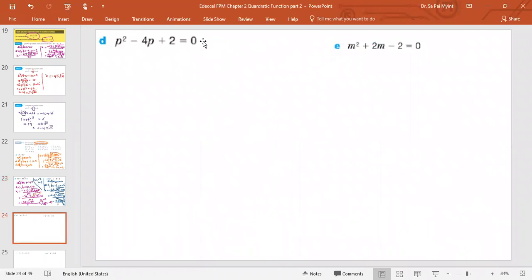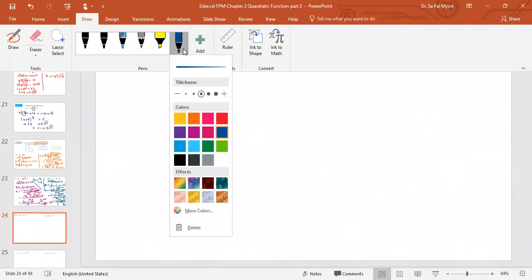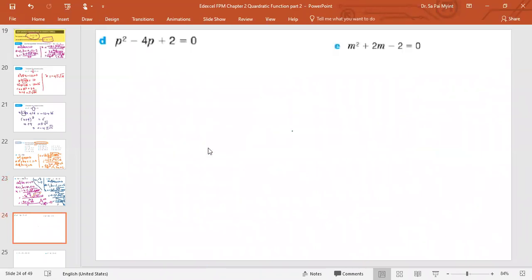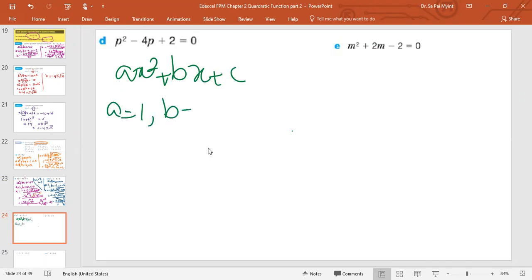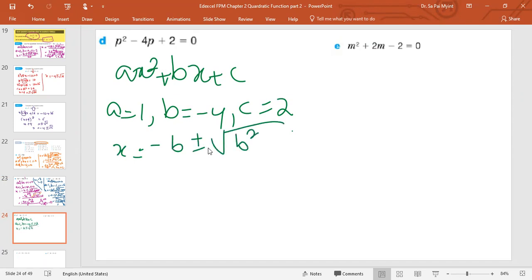Number D. I think you can do number D and E, they are very easy. First, you have to write down the standard quadratic equation ax squared plus bx plus c. And then you can write a equal to 1, b equal to minus 4, c equal to 2. And then the quadratic formula, x equal to minus b plus or minus square root of b squared minus 4ac over 2a.